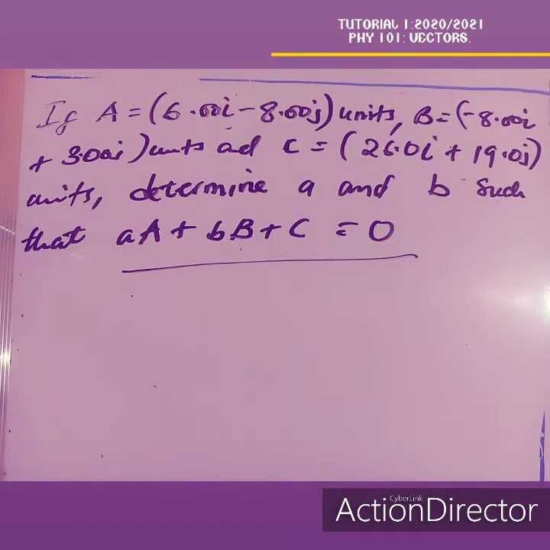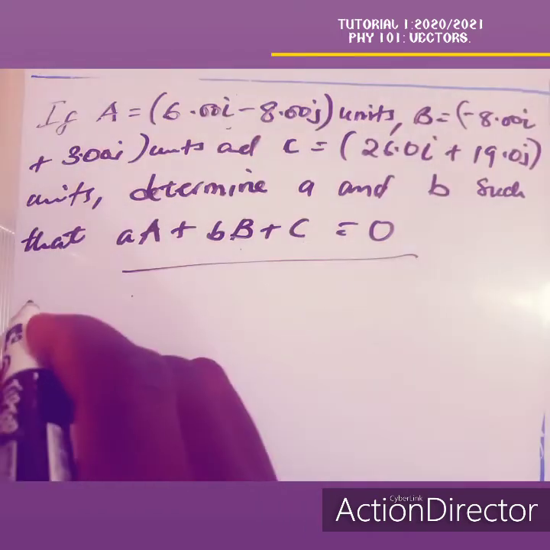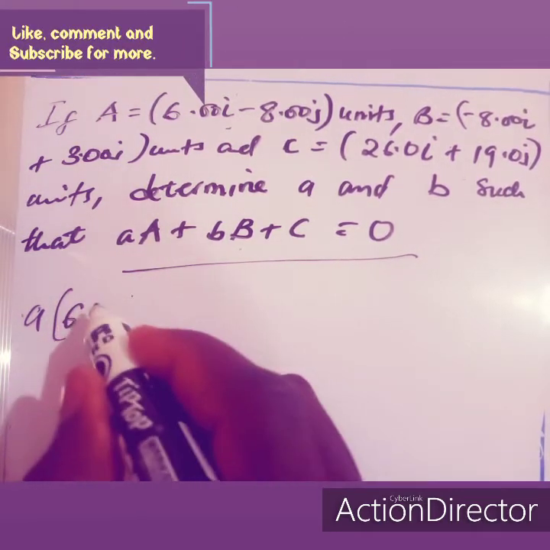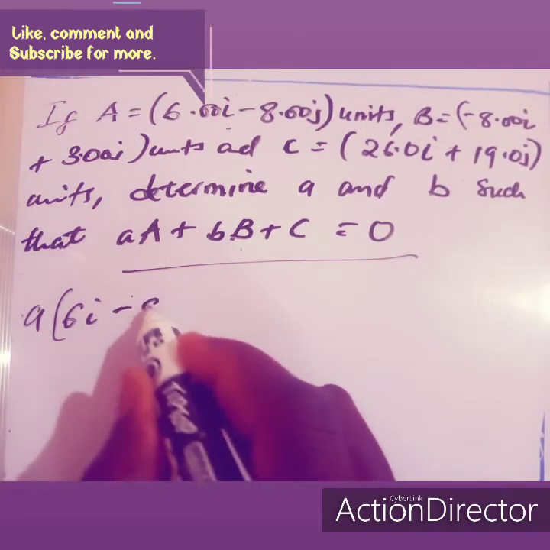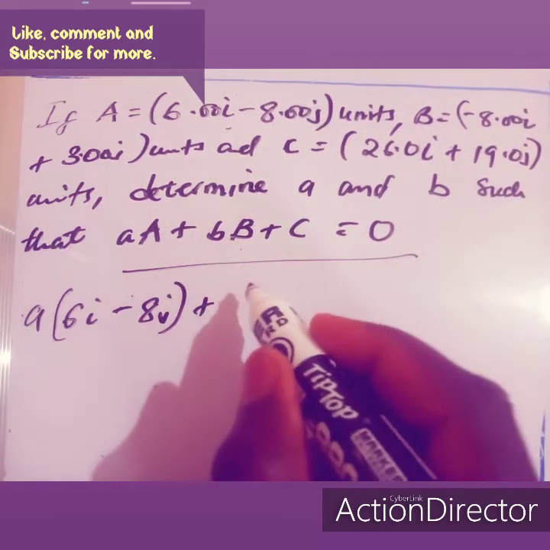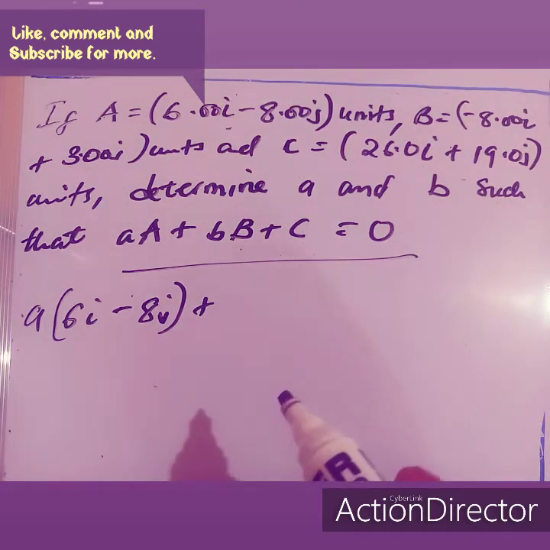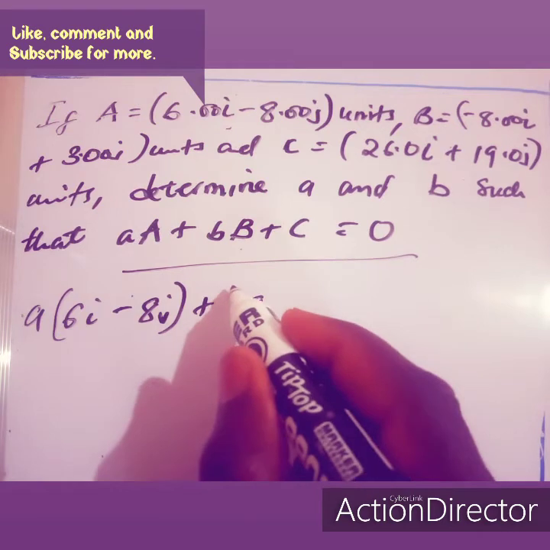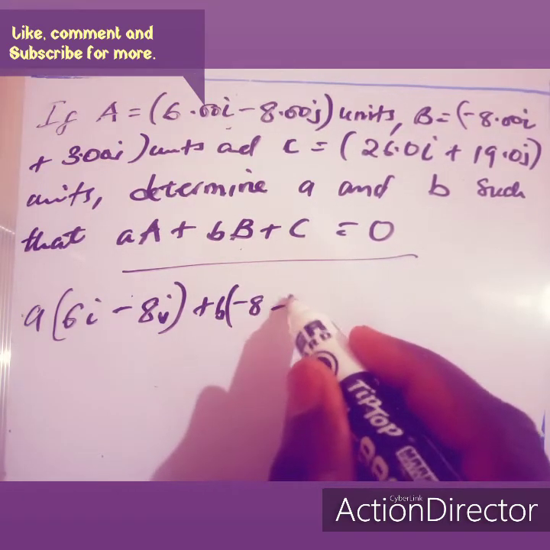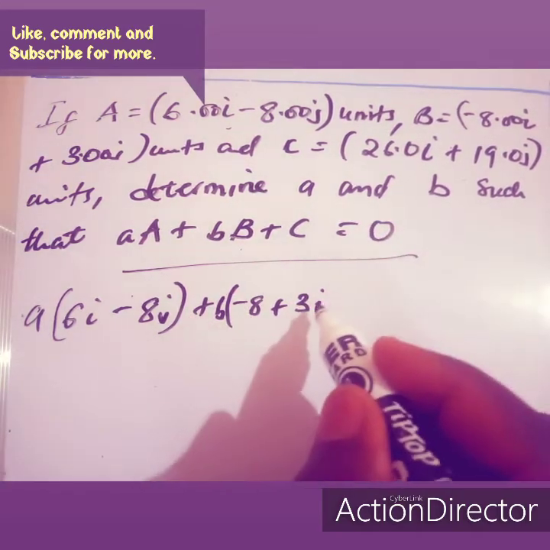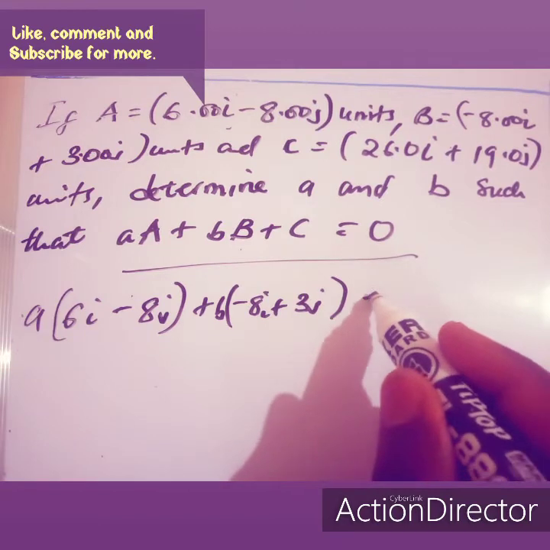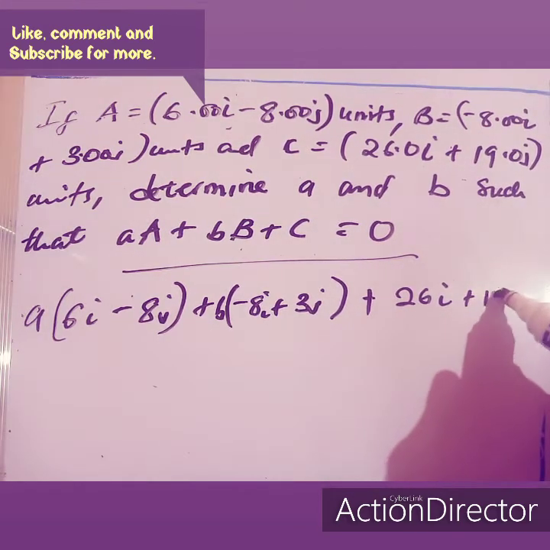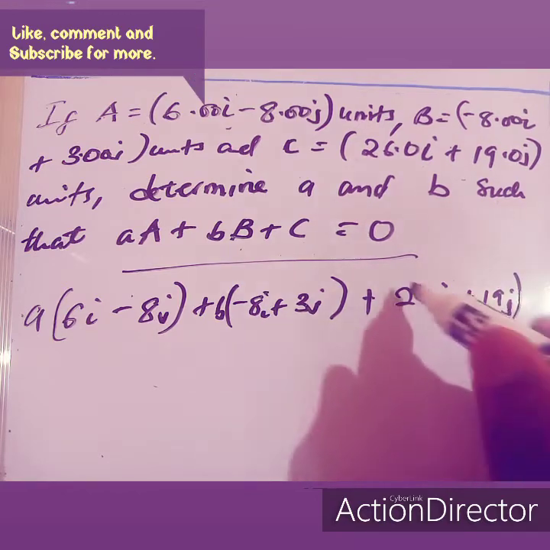Okay, so in this equation, our A we can write as 8I minus 8J, then plus our B, which will be 8 minus 8B minus 8 plus 3J, then I plus C. So our C is 26I plus 19J. All right, so this is equal to 0.